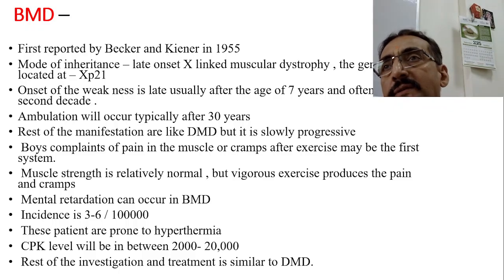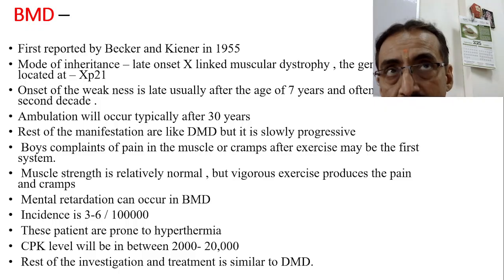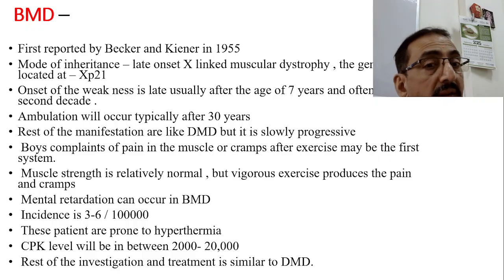Whereas in DMD, the survival of the patient is only up to the second decade. The rest of the manifestations are the same. A boy's complaint of pain in the muscle or cramps after exercise may be the first symptom. A 14-year-old boy complaining of pain and cramps in the muscles after some playing activity may be the first symptom. Muscle strength is relatively normal, but vigorous exercise produces pain and cramps. Mental retardation can sometimes occur in BMD.